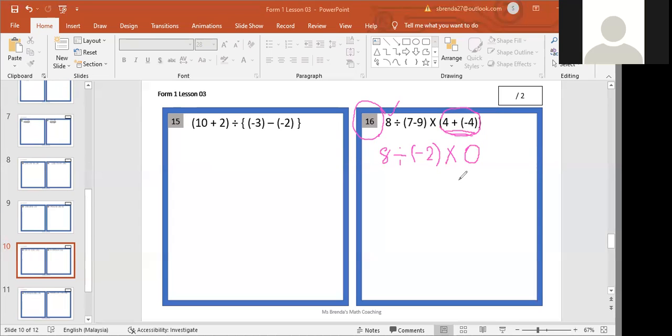0. Right? Okay, anything multiplied with 0 is going to give you 0. But for BODMAS's sake, we are going to do the division first. So what is 8 divided by negative 2? It's negative 4 times 0. And anything times 0 is going to give you 0. Do you understand working with zeros here?